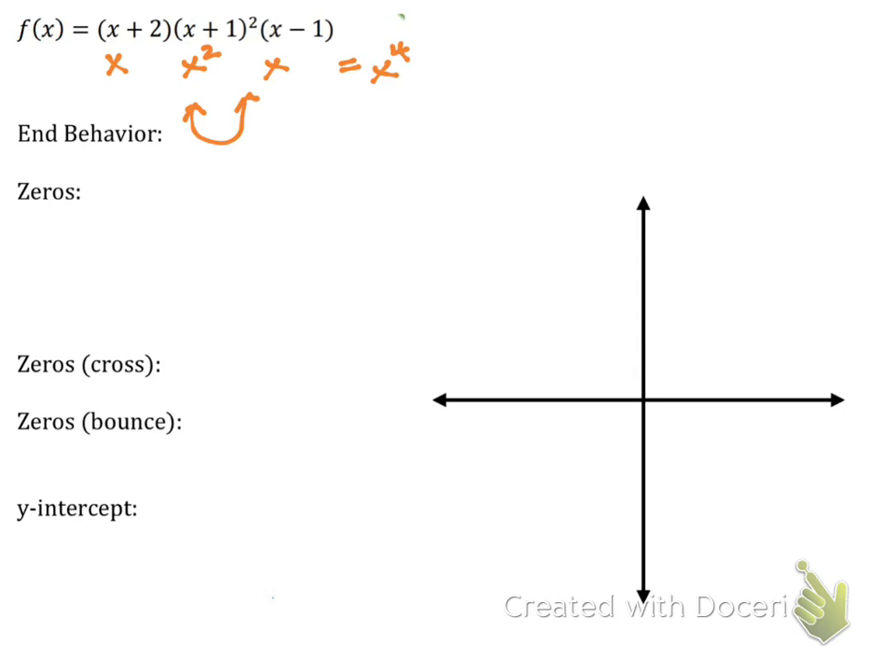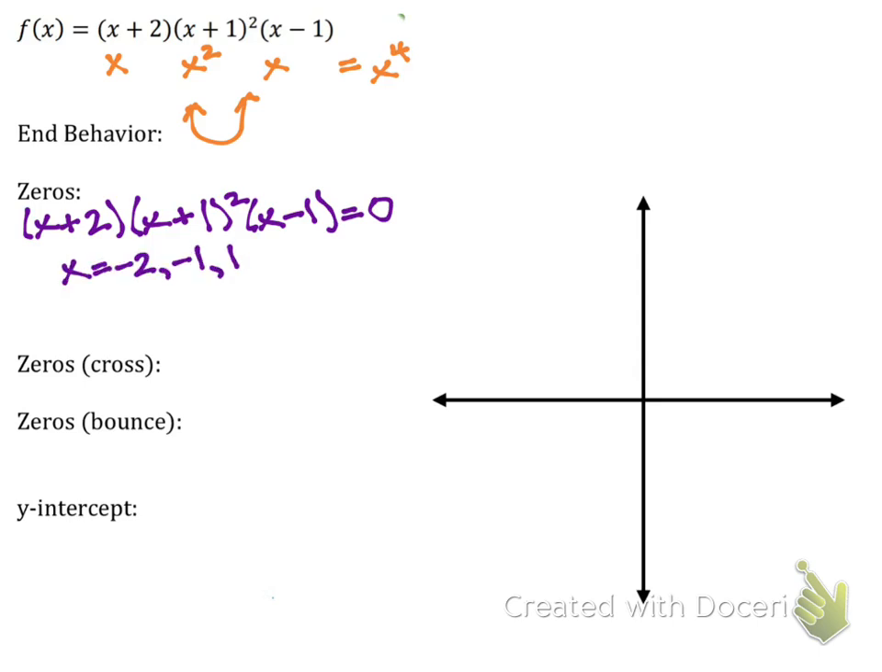For zeros, we set our function equal to 0. Okay, and then we're just pulling those zeros out, right? So if x plus 2 equals 0, then x equals negative 2, right? So we pull all those out, and we're going to make special note that we do have a factor that is squared. So that means this zero is important because it's from a factor with an even multiplicity, which results in a bounce on the graph. And then my other two zeros are crosses.